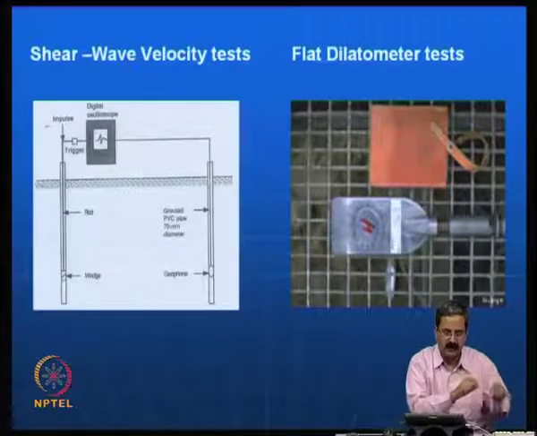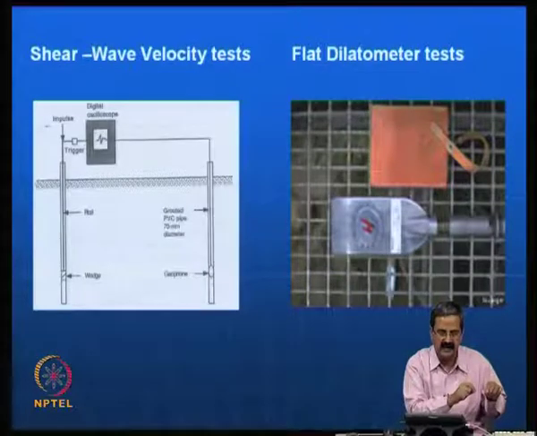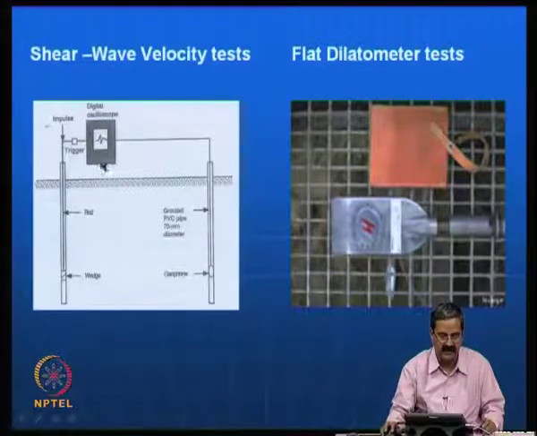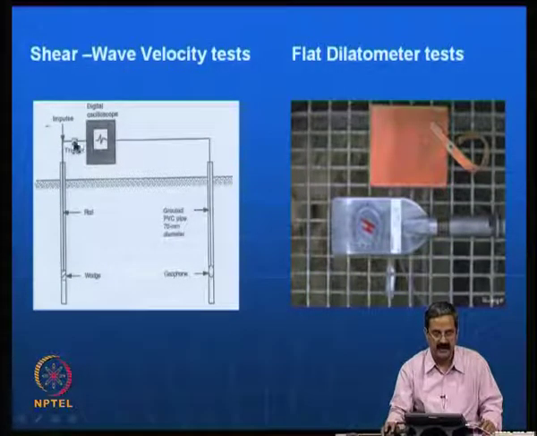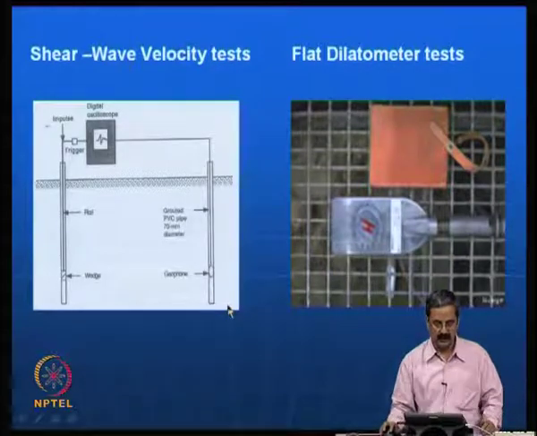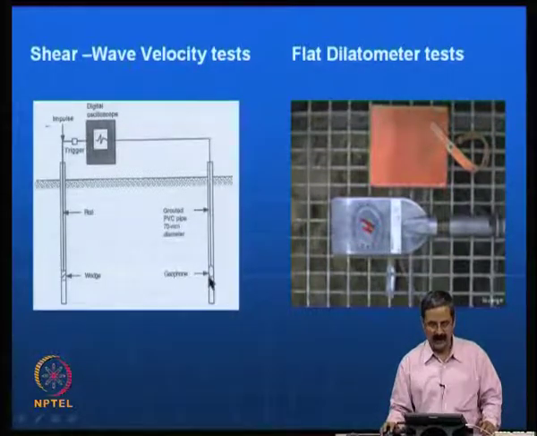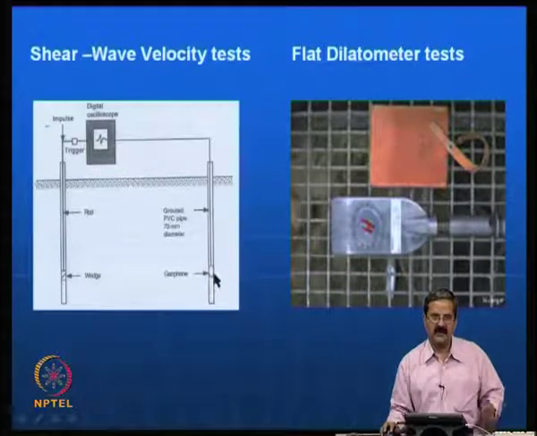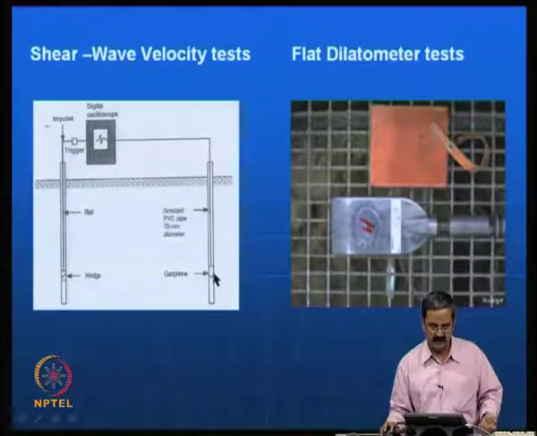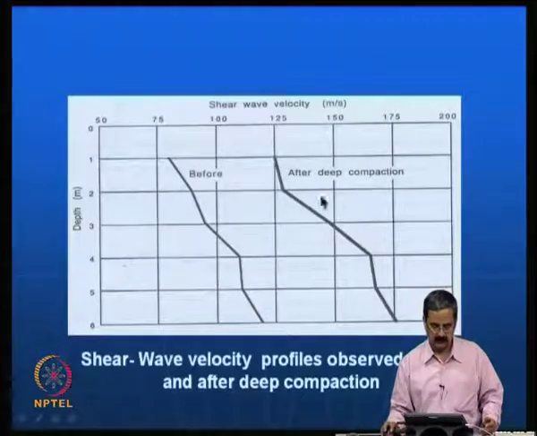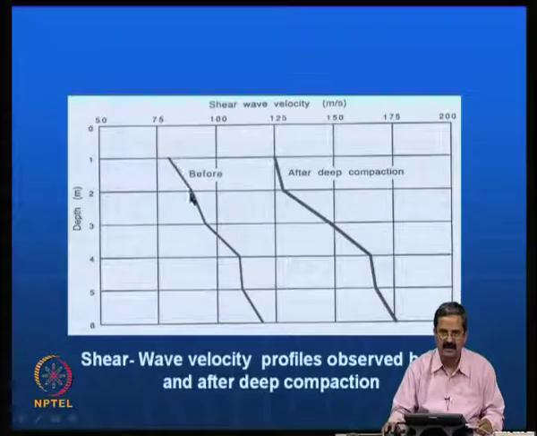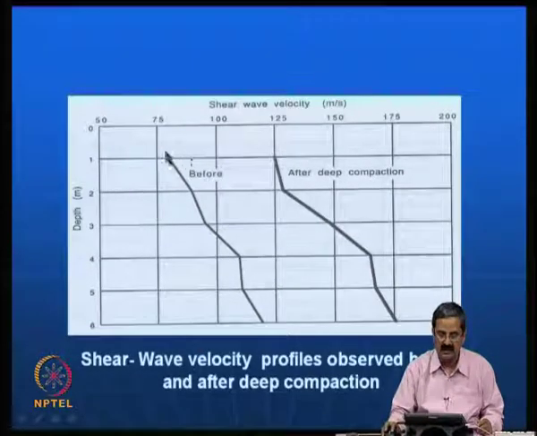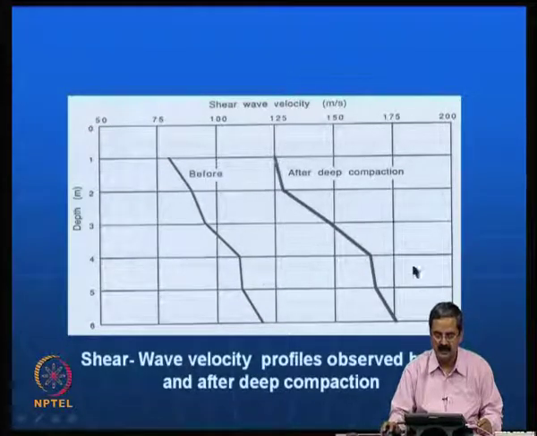you just have an impulse created, and you also have a pickup. Say for example, in this case, you have an impulse here, then you have a rod here, you have a wedge, then it is picked up by a geophone, and then based on this you have shear modulus measurements, Young's modulus measurements, and all that. So, you can see the difference here, before dynamic compaction, the shear wave velocity values are like this, whereas after deep compaction it can be like this.